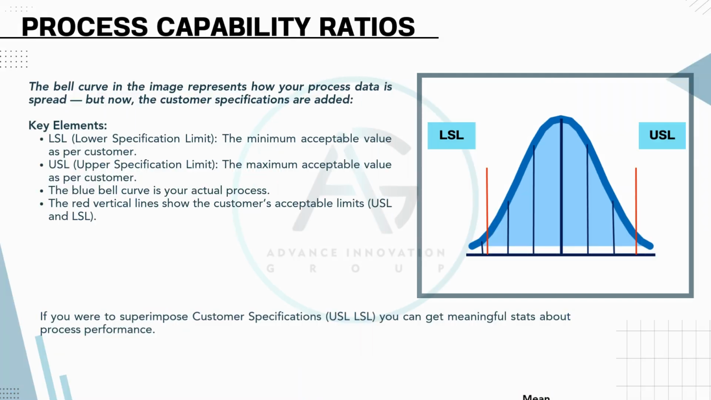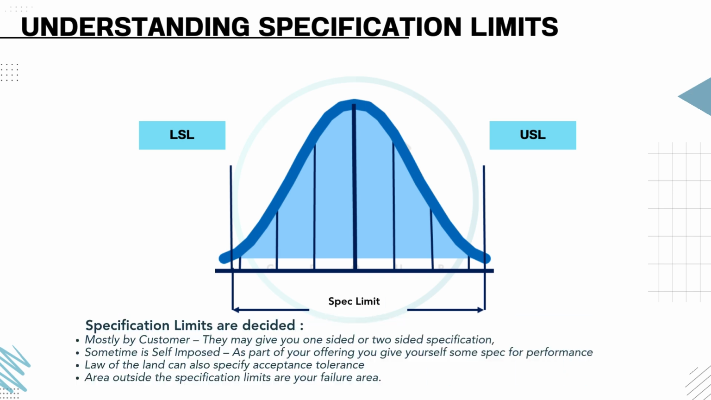If you were to superimpose customer specifications, USL and LSL, you can get meaningful stats about process performance. Specification limits are decided mostly by the customer. They may give you a one-sided or two-sided specification, and sometimes it is self-imposed. As part of your offering, you give yourself some spec for performance. Law of the land can also specify acceptance tolerance. The area outside the specification limits is your failure area.